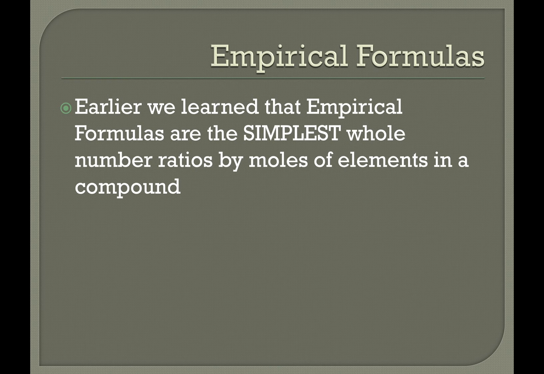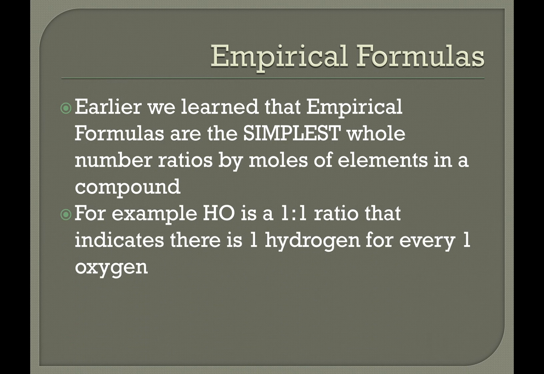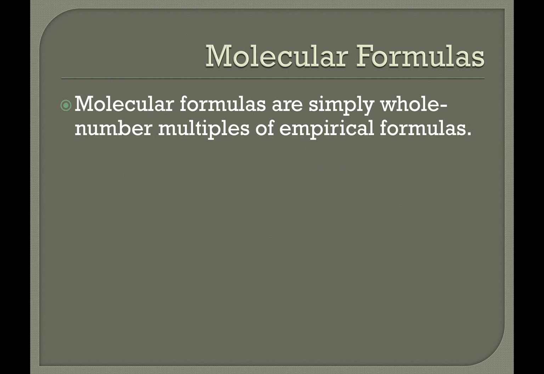Now we learned prior that the empirical formula is the simplest ratio by mole of any element in a compound, meaning we can't simplify it any further. It's already in simplest form. So HO shows a 1-to-1 ratio of hydrogen for every 1 oxygen. That can't be simplified any further.